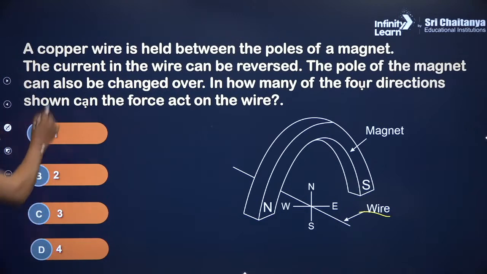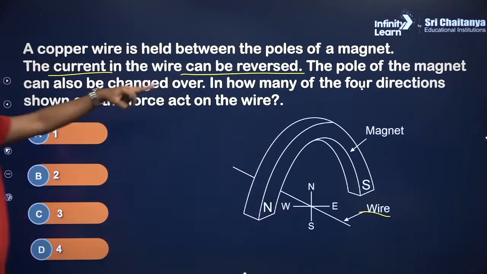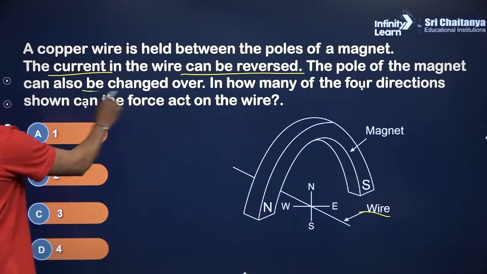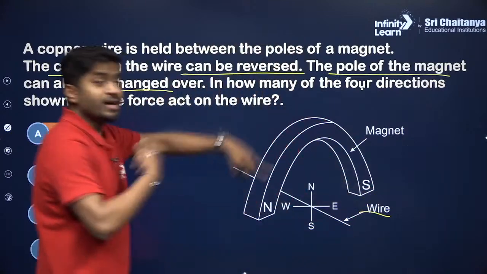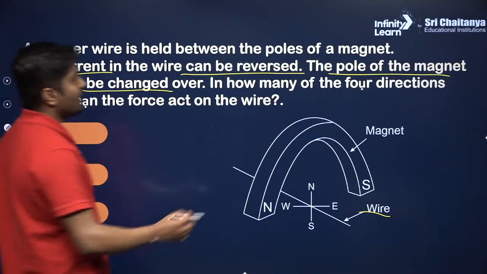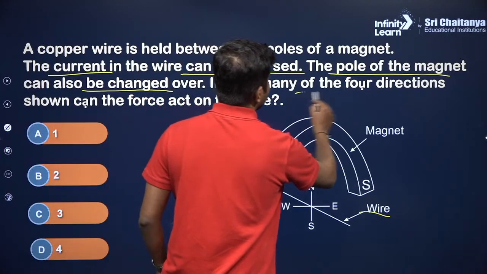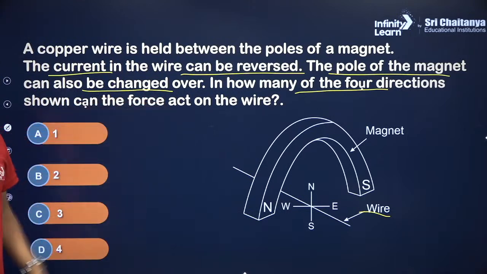So now, current in the wire can be reversed. The poles of the magnet also can be changed. So the poles can also be reversed. In how many ways of the four directions can the force act on the wire?